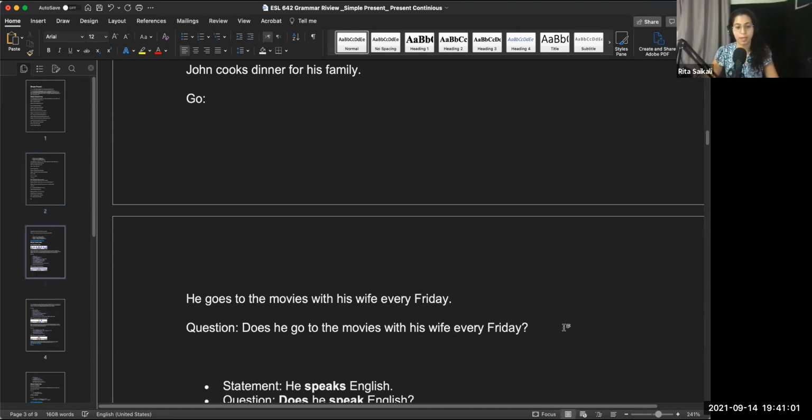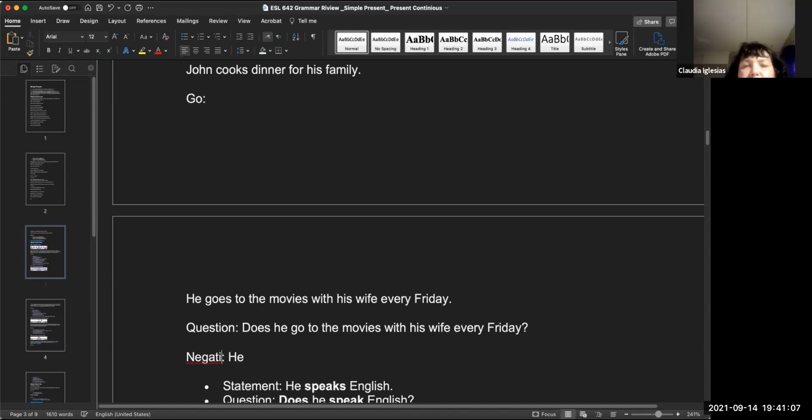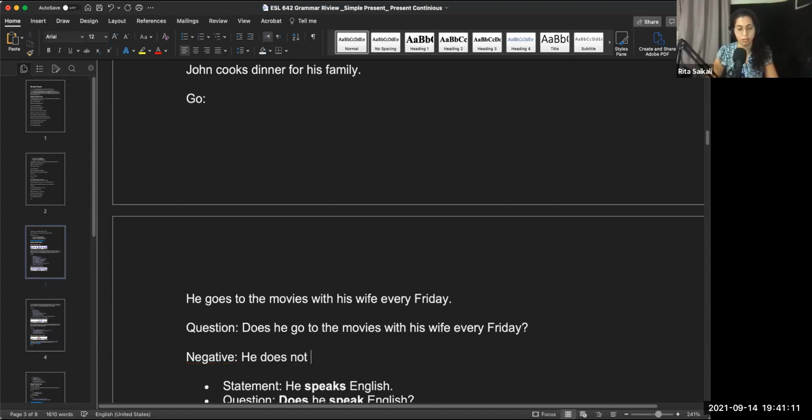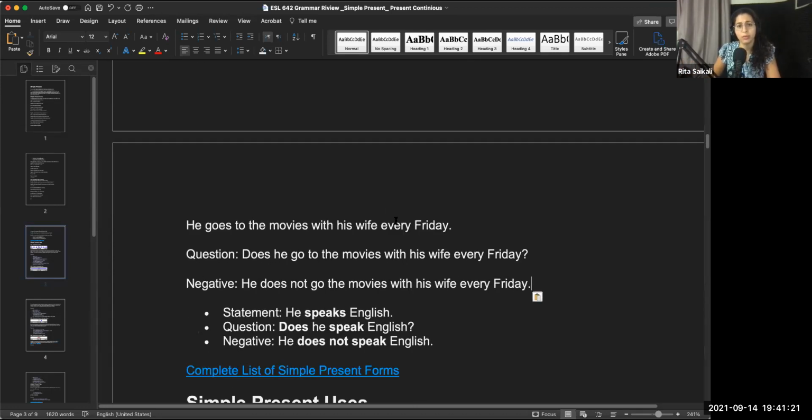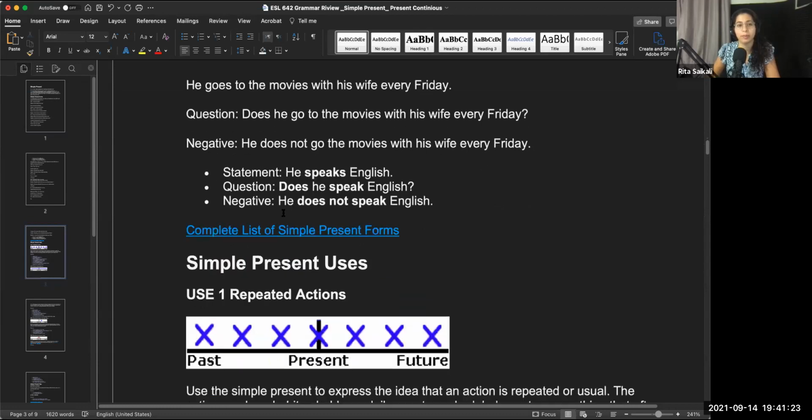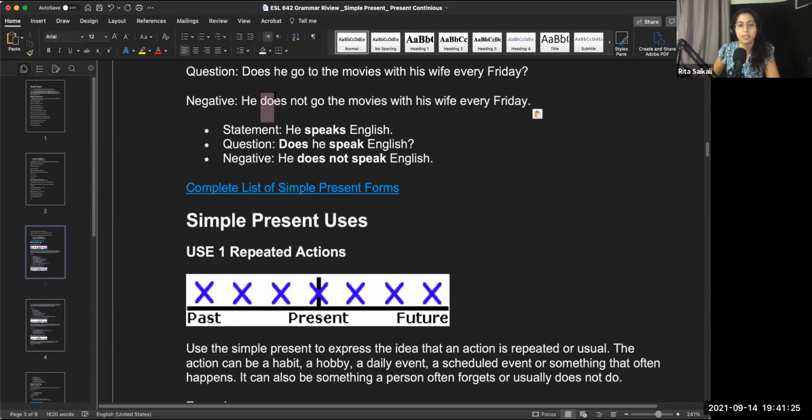Same with negative. He does not go to the movies with his wife every Friday. So in this case as well, you can see that the only verb that's conjugated when do is involved is the verb to do.